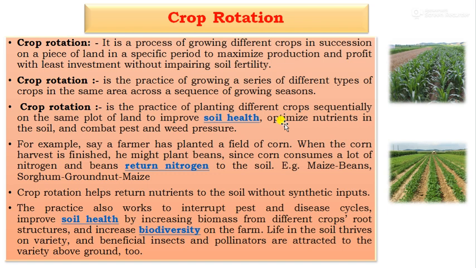Soil health improves by adopting the crop rotation system, in which different crops will be grown in a sequential manner.